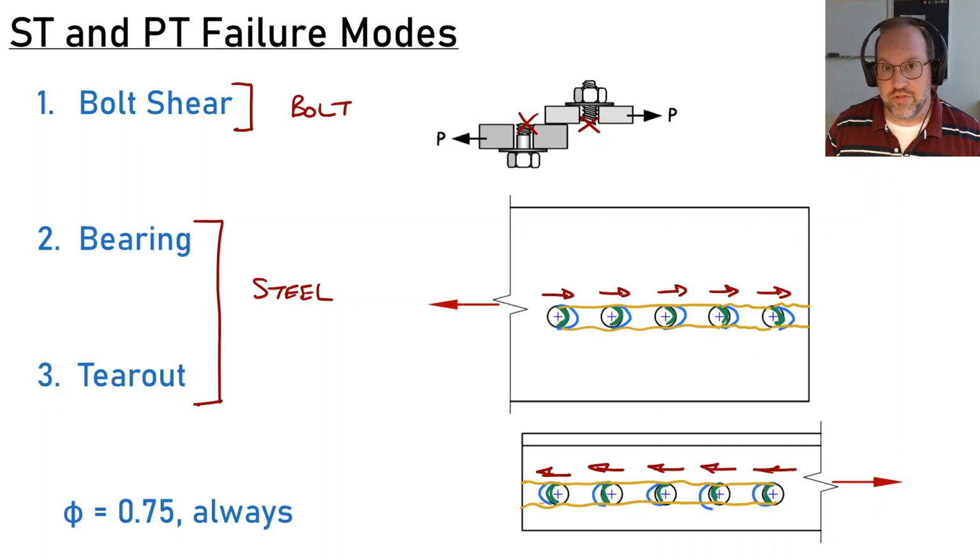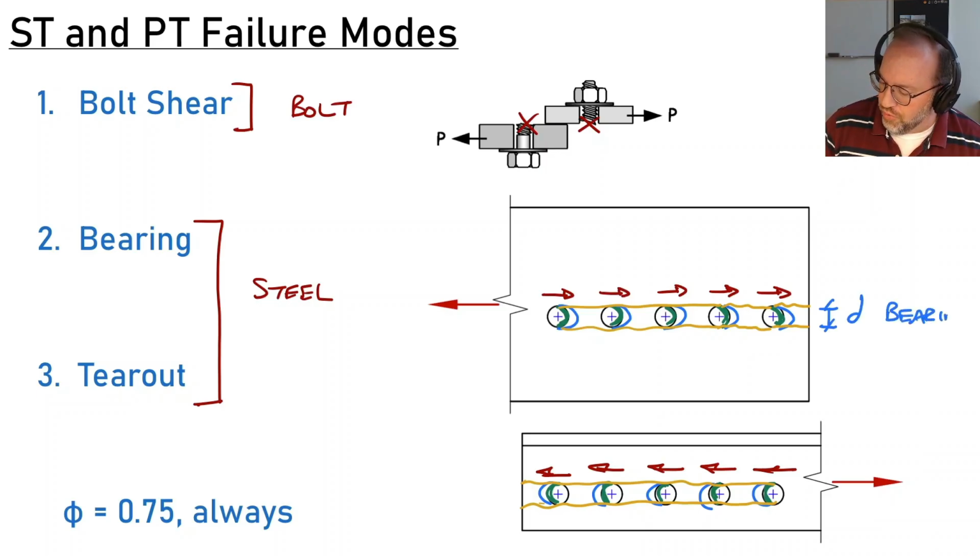The two key numbers that we're going to need going forward that govern the bearing versus tear-out failures: the first one is going to be d. That's going to be this width here, d, and that governs bearing. So d is going to be the bolt diameter, and that tells you the area effectively that your stress is being concentrated over as that bolt bears on the side of the hole.